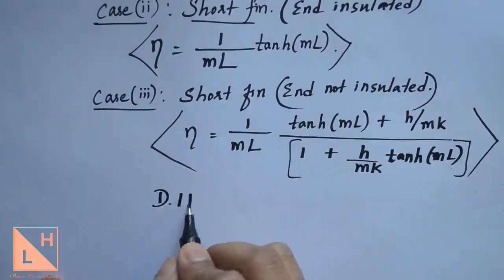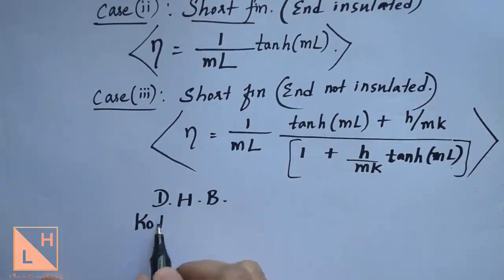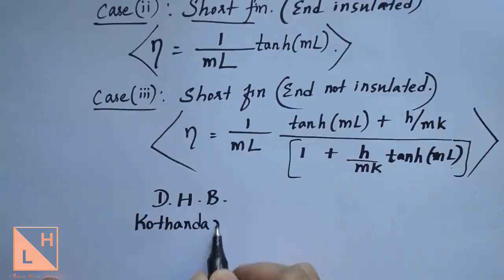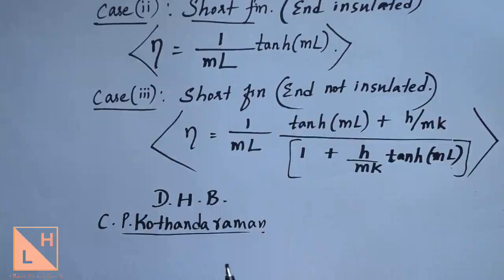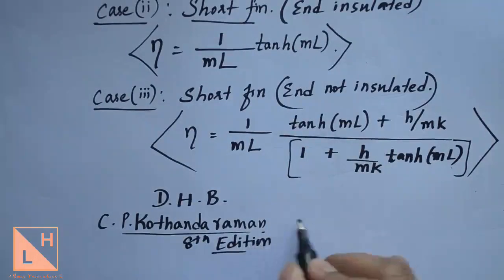As I told you, to get these formulas, you can refer to the data handbook by C.P. Kothandaraman, 8th edition. You will get it on page number 50. If you look at other editions, you are going to get the same formula but different page numbers.